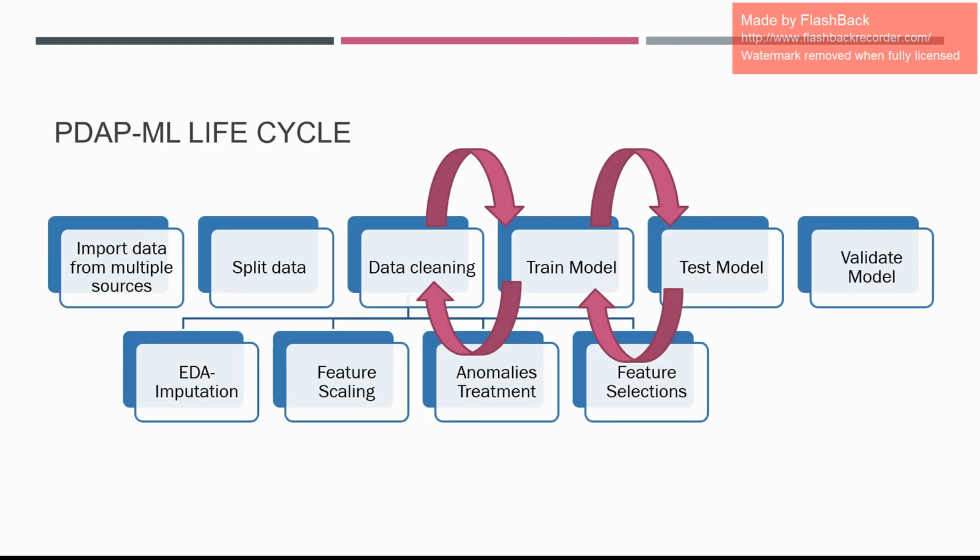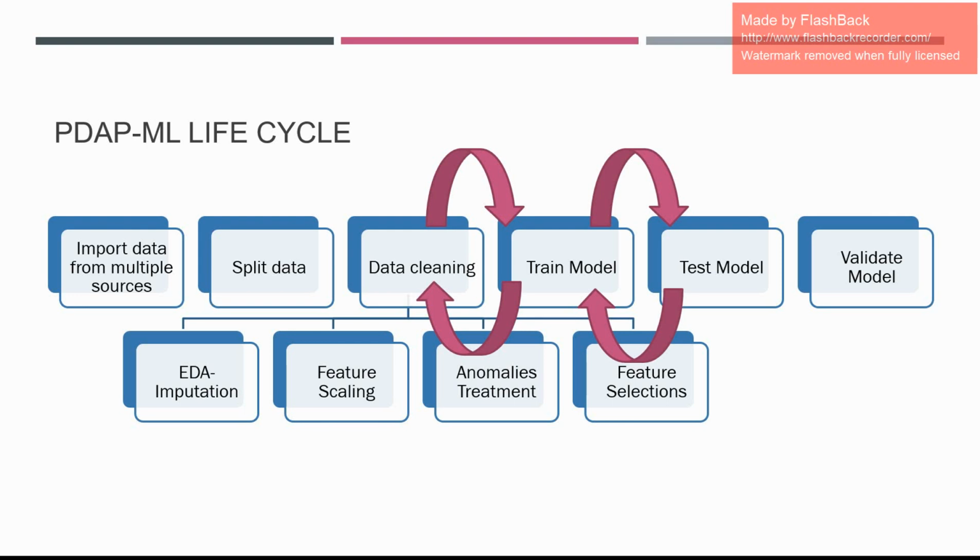This is the PDAP life cycle, more similar to the data science life cycle. It imports the data from multiple sources, from Hadoop, from Excel, delimited files, and RDBMS databases. After that, it splits the data based on the range slider, which I'll show you in the demo. And then we have several stages of cleaning. We have imputation, then feature scaling, anomalies treatment, feature selection, right?